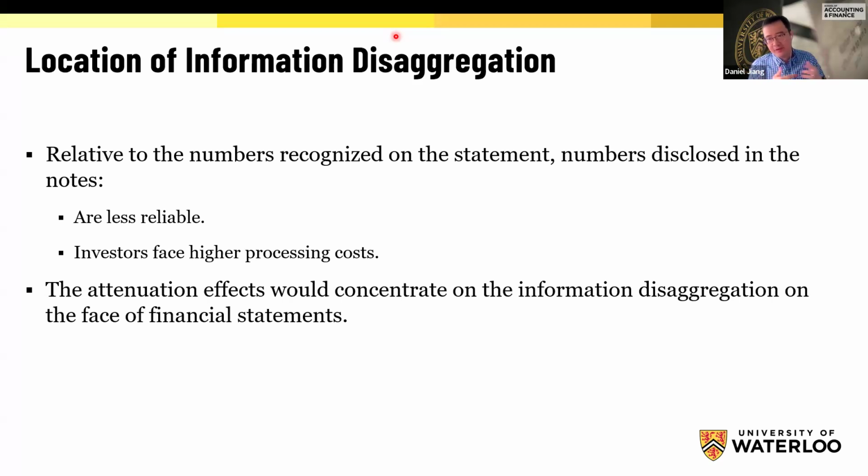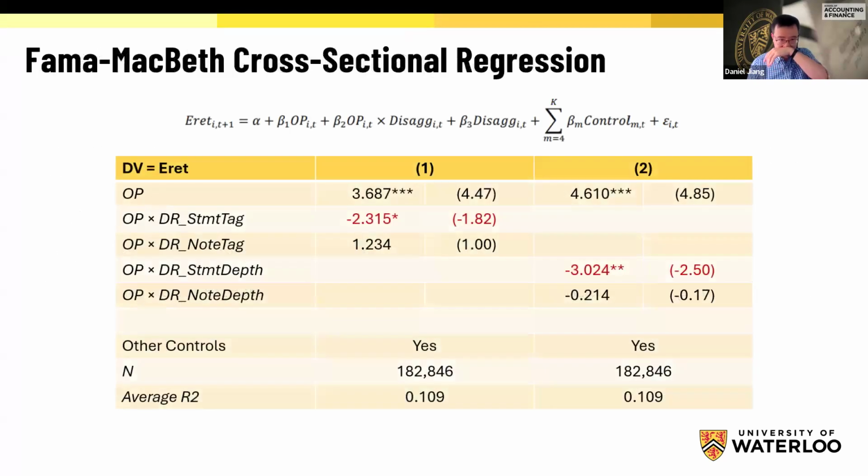To examine whether the location matters, we differentiate the OP-related tags used on the face of the financial statement from those that are included in the note. We also calculate the average level of depth among the tags in those two locations. Then we repeat our portfolio analysis and the Fama-MacBeth regression analysis. In this way, I want to show you some results from the Fama-MacBeth cross-sectional regression.